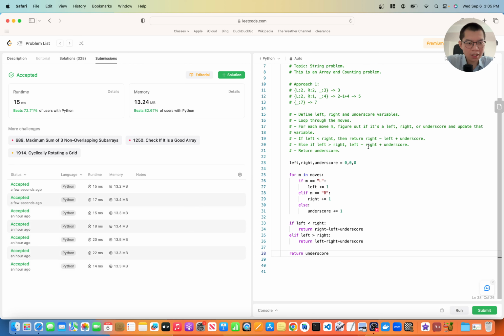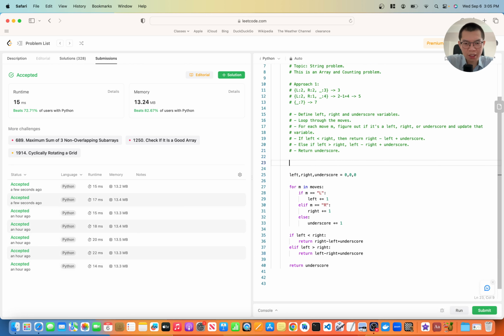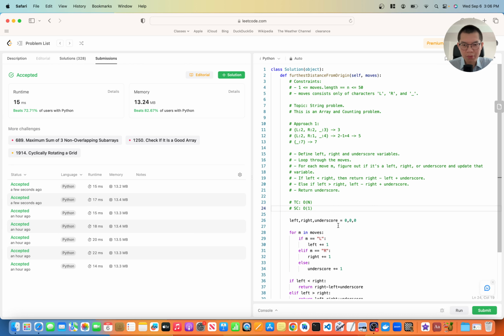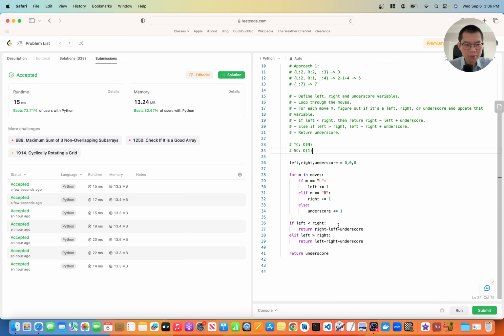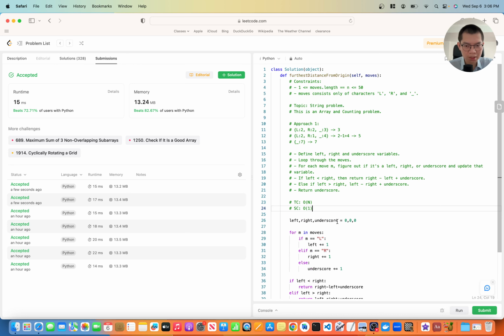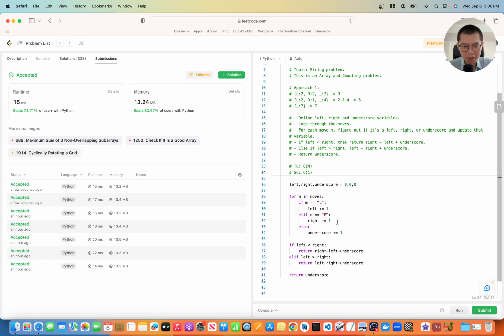Not bad, not bad. This is of course a time complexity of O of n problem because you're going through the moves only once, and space complexity is also O of 1, right? You're not creating any new space for anything. So this was a good problem as a review, or rather something that you have to practice. But I think this was very good, and for those reasons, I'm very pleased with the way that I solved this problem.